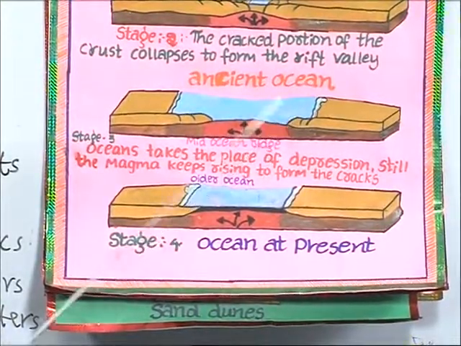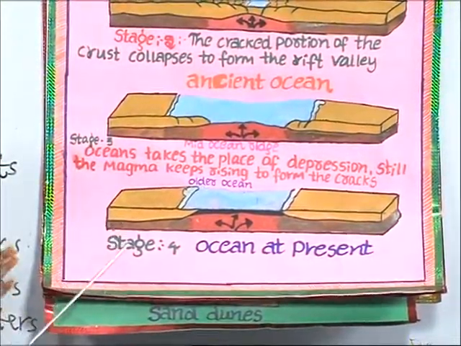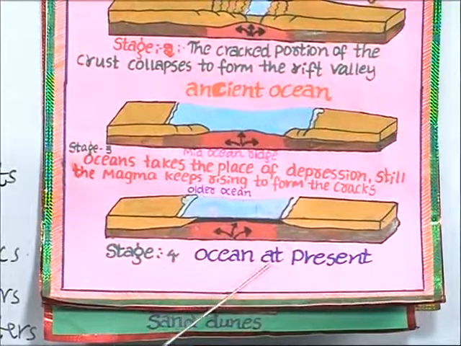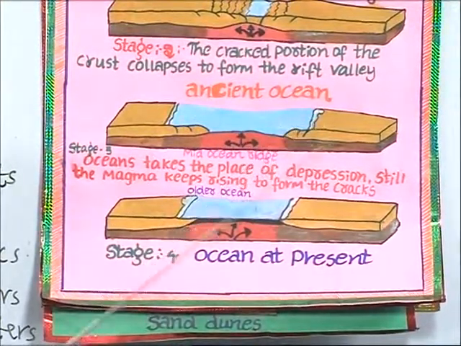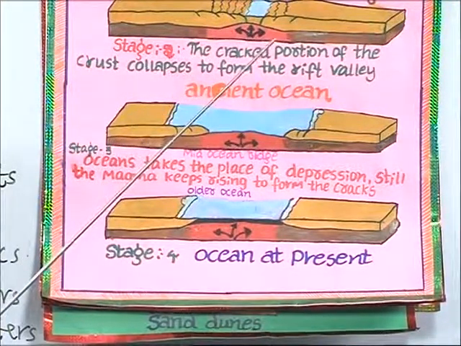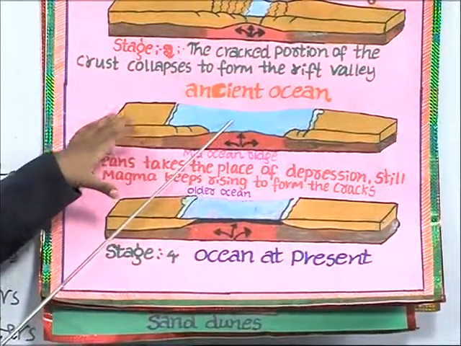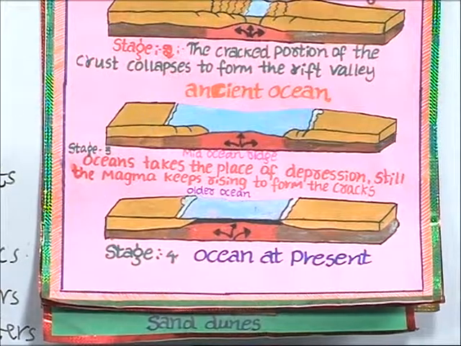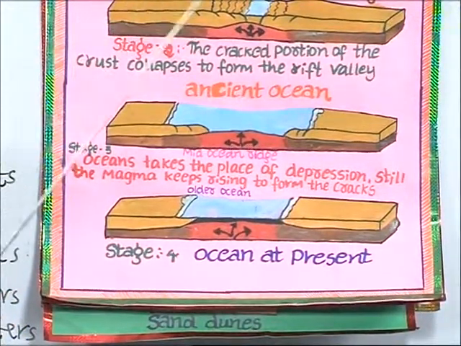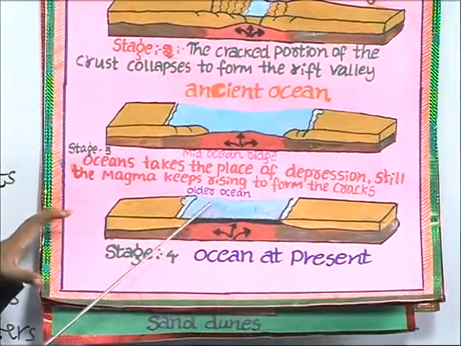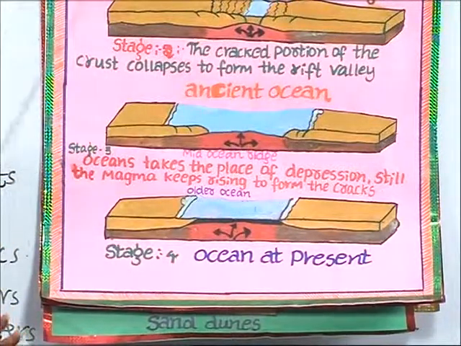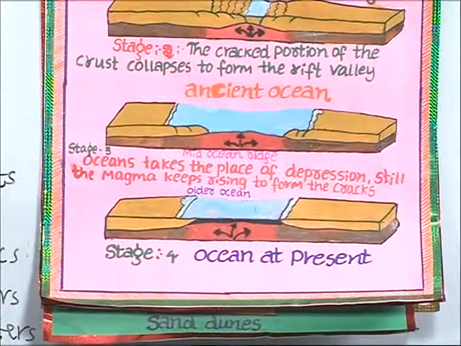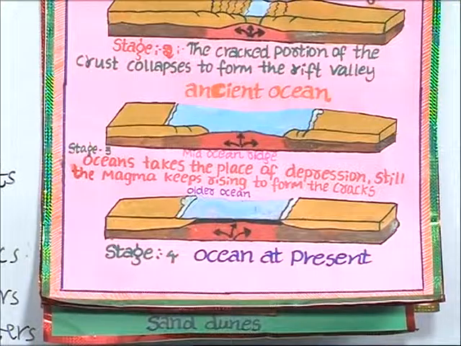the cracks. And the next one is stage 4, that is oceans at present. By the rain, a small amount of water can store in this rift valley. After that it grows bigger and bigger, and a lot of water stores in that valley. After that it became an ocean. Friends, are you understanding the formation of the oceans?